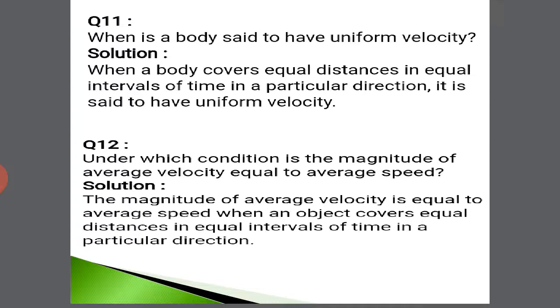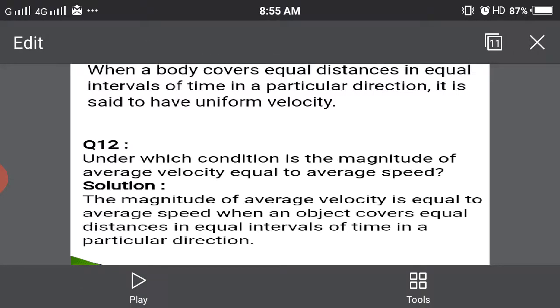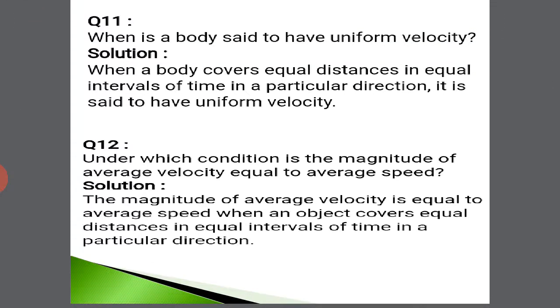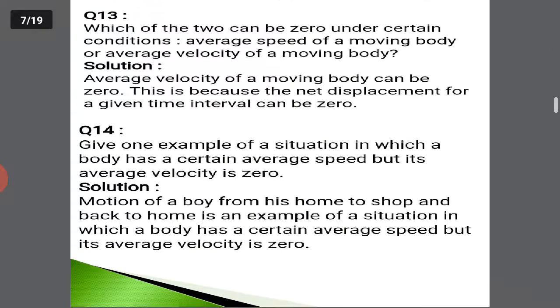Next question. Under which condition is the magnitude of average velocity equal to average speed? Okay, the magnitude of average velocity will be equal to average speed when the object covers equal distance in equal intervals of time in a particular direction. Okay, got it? If the object is moving in the same direction, then both will be the same, average velocity as well as average speed. Move to next question.